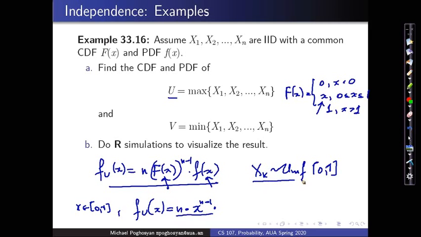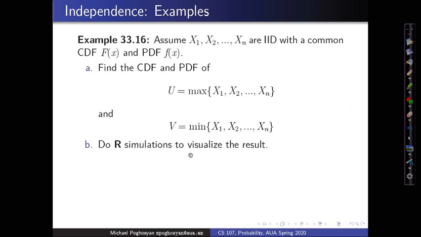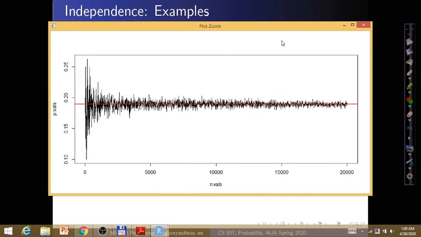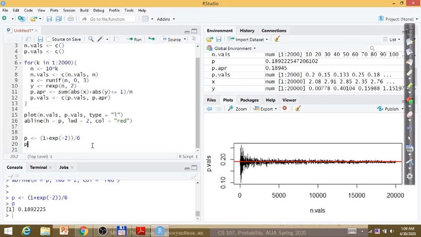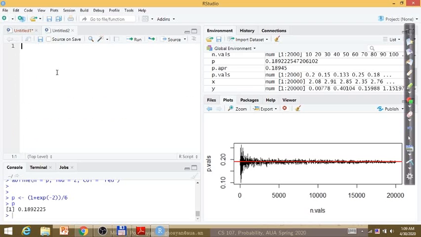So if I take n uniforms, then I will have n times x to the n minus 1. So let me take, say, 3 uniforms. So n is 3. I will obtain 3 times x squared for the PDF of U. Let me check that in R. Yeah, so I can close this, move to R. Okay, so open a new R script and write it here.